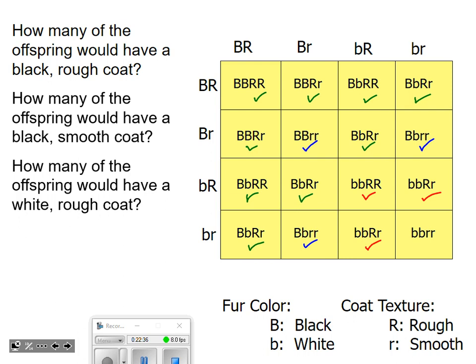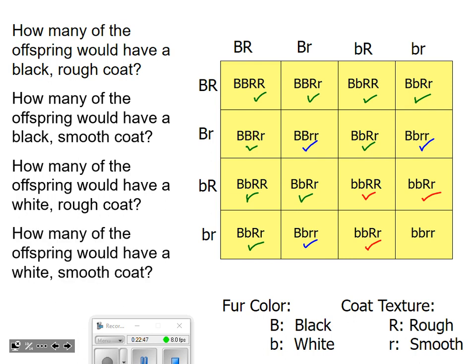So how many do I have white rough coats? Should have 3 tally marks, right? The final one is white smooth coat. Well, how many of those do I have? I've only got 1. That's the only box that I haven't checked yet. Right there. Lowercase b, lowercase b, lowercase r, lowercase r.